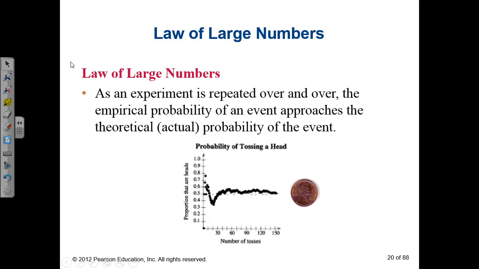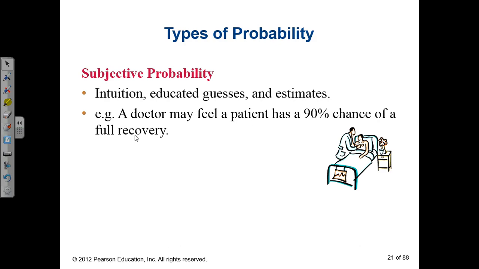The law of large numbers is what I was talking about a minute ago. If you toss a coin 2 times, even though we said the probability of tossing a coin and having it land on heads is 1/2, that does not mean that if you toss a coin exactly 2 times, you are going to get exactly 1 head and 1 tail. It's if you do it many, many times that the probability starts approaching the actual or theoretical probability. The last type of probability we're going to look at is known as subjective probability.